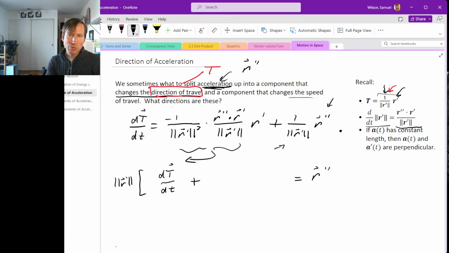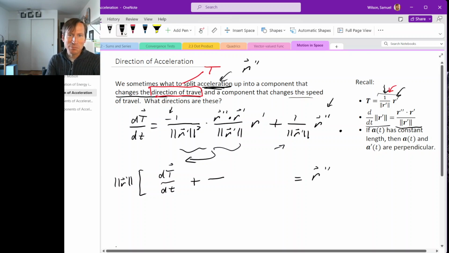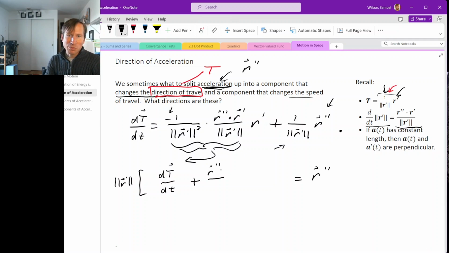plus, right, because it was minus, but we moved this term to the other side, 1 over, actually let me write this 1, so I'm going to collect up these scalar fraction parts. So the numerator is r double prime dot r prime, and then the denominator has 3 factors of this magnitude, so magnitude of r prime cubed times r prime.